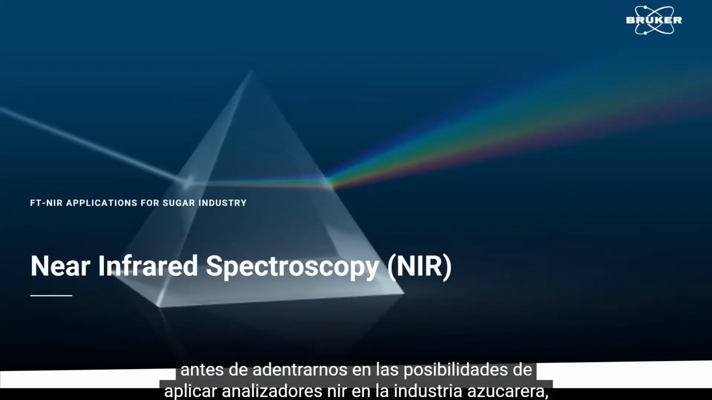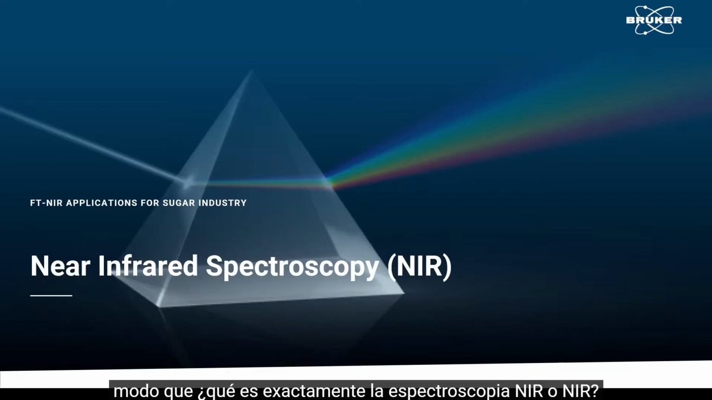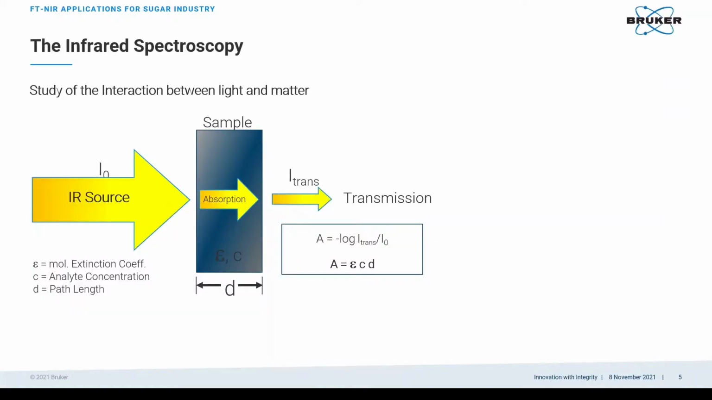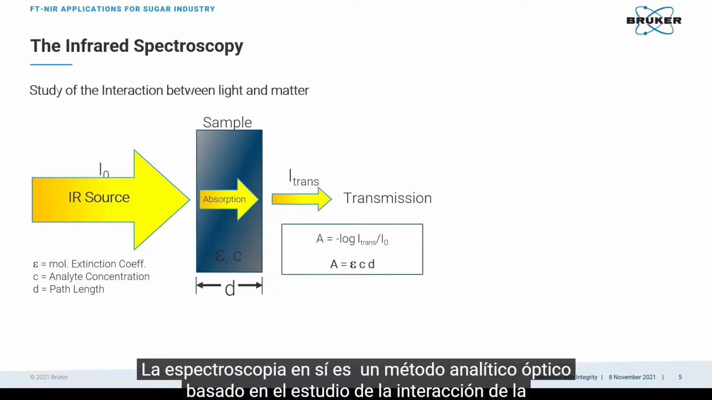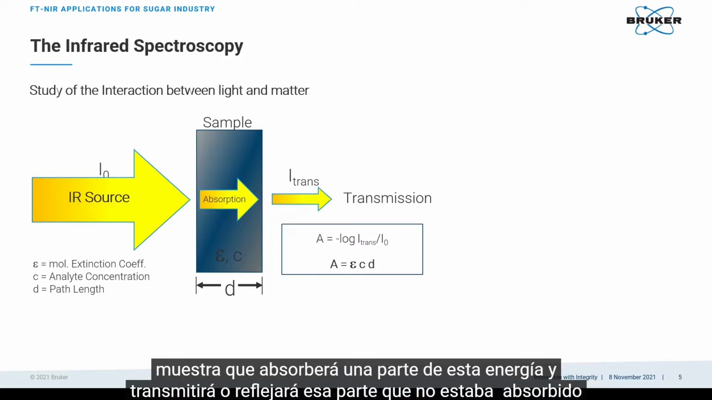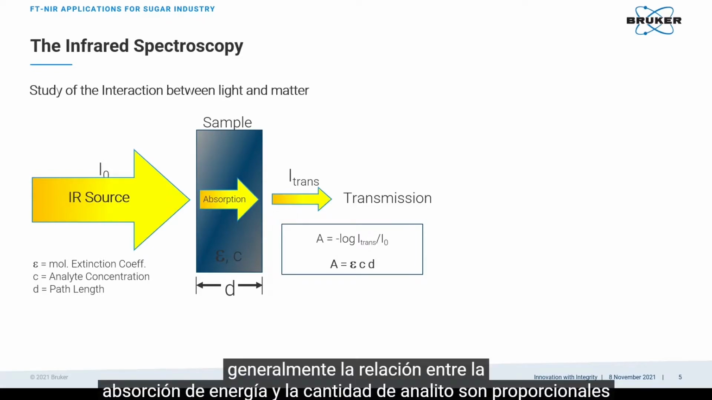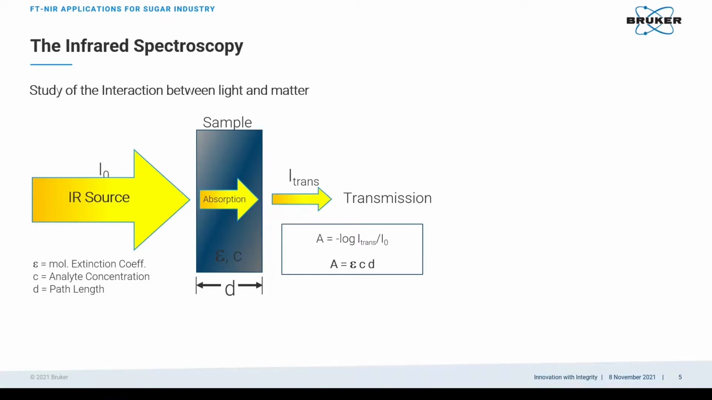Before we go into the possibilities of applying NIR analyzers in the sugar industry, I'm going to make a brief introduction about the analytical technique itself. So what exactly is NIR spectroscopy? Spectroscopy itself is an optical analytical method based on the study of the interaction of light with matter. In this study, a beam of light of a certain wavelength is focused on a sample that will absorb part of this energy and transmit or reflect the part that wasn't absorbed. Usually, the relationship between energy absorption and analyte amount is proportional.